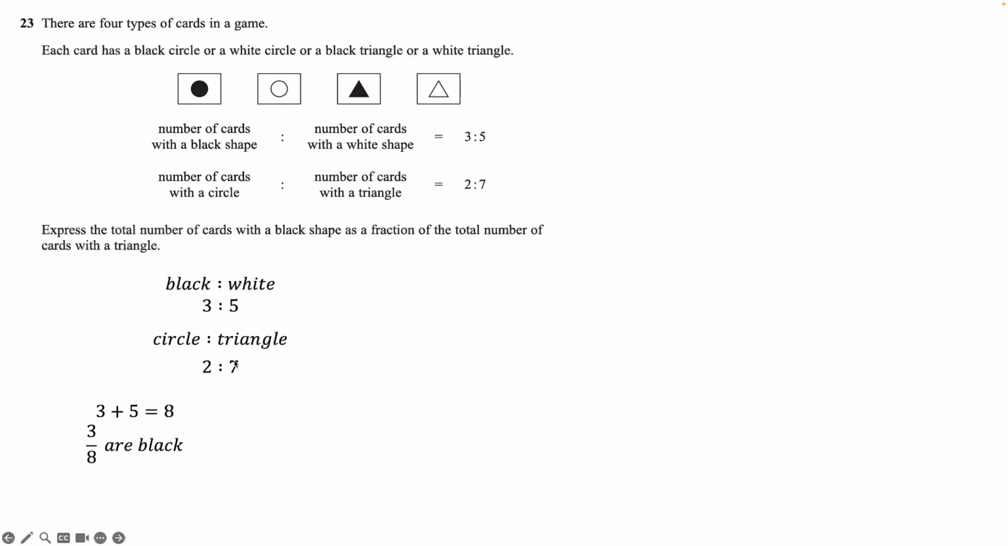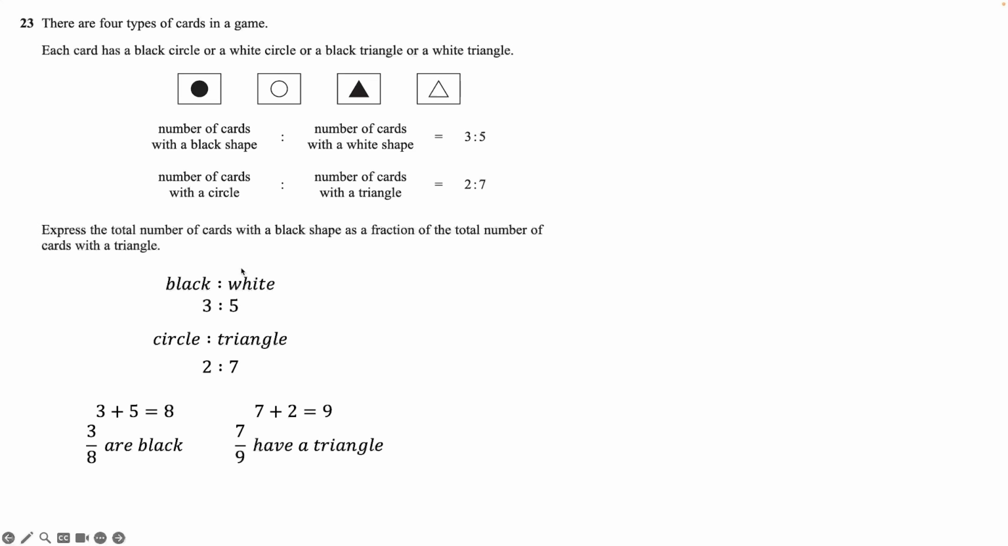Now let's find the fraction of cards with the triangles. So the ratio is 2 to 7. That means we have 7 plus 2, which is 9 parts in total. 7 of the 9 parts are going to be triangles. So 3/8 of the cards are black. 7/9 of the cards are triangles.